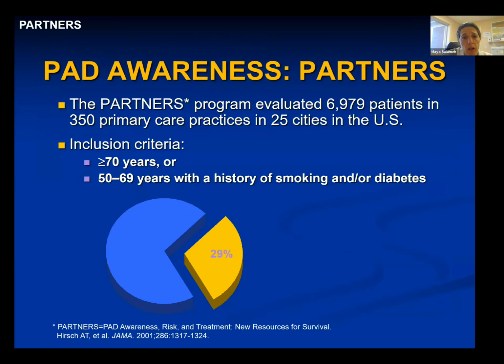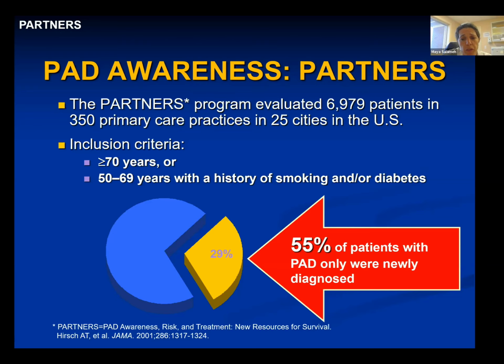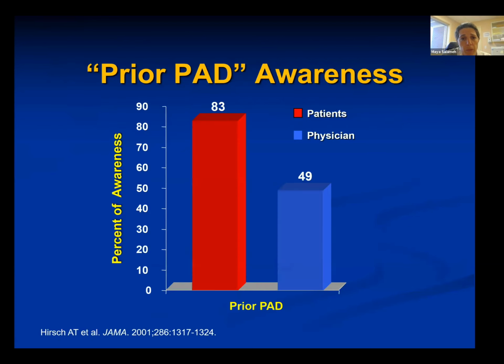So that really tells me that these PAD patients are not being adequately treated, and probably because they're not being recognized. The PARTNERS program actually looked at this. They evaluated close to 7,000 patients who were enrolled in primary care practices across the US, looking at high-risk patients: age greater than 70, or younger patients with smoking or diabetes. They did screening ABIs on all those patients and found a PAD prevalence of 29%. Notably, 55% of the patients were newly diagnosed. Despite being enrolled in primary care regularly, they had not been diagnosed with PAD until this screening ABI program.